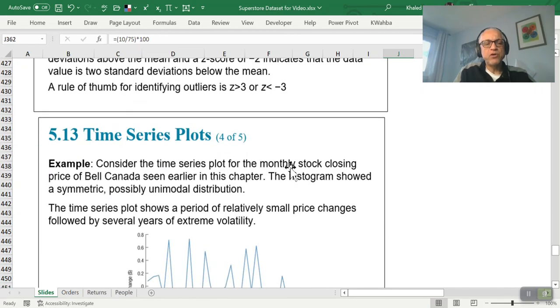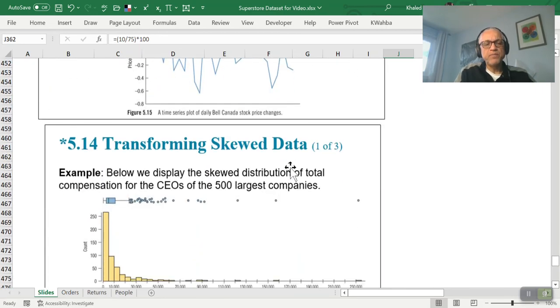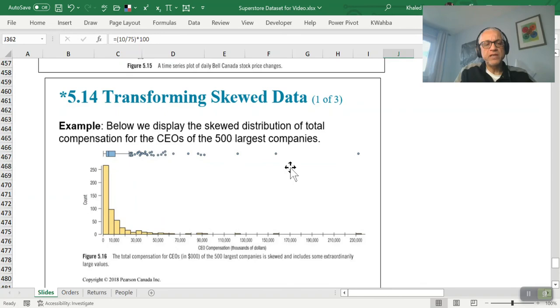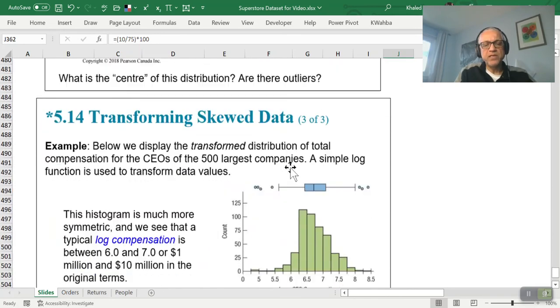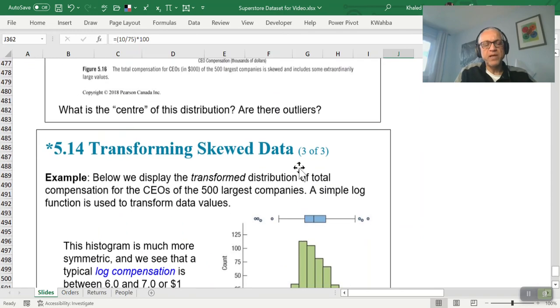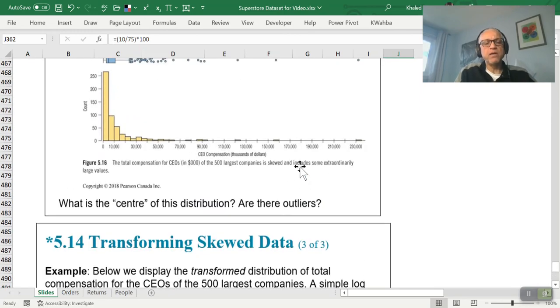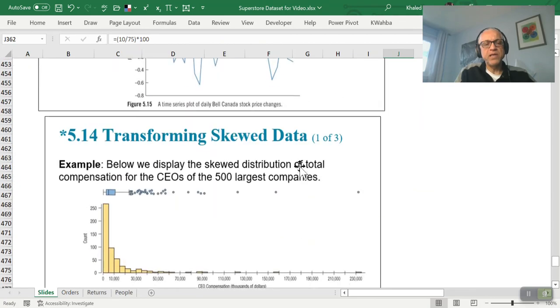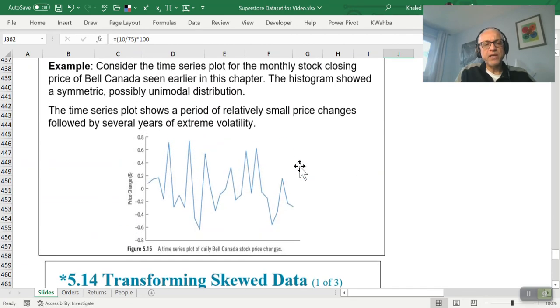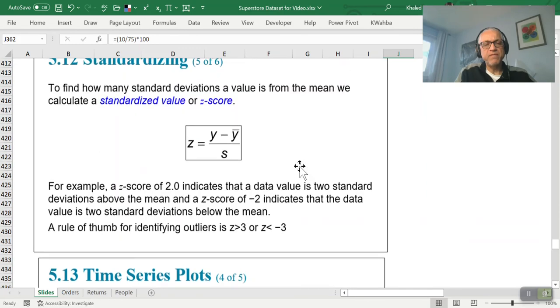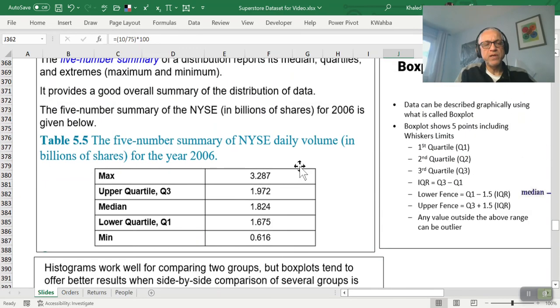And then we're going to go to the time series plot and the transformation of data in case the data is extremely skewed, and how we can deal with this kind of data. And this will be the last video in the next one. But after this video, I'm going to take you through Excel to calculate a couple of things that might be very interesting to you. So see you in the next video.